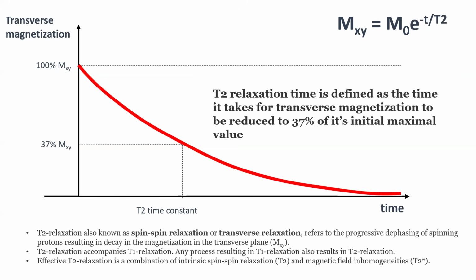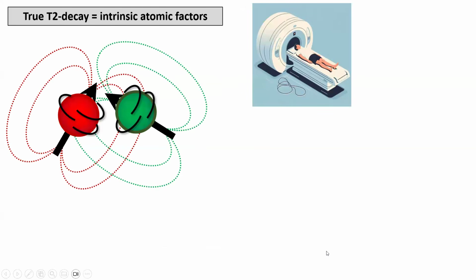Now, T2 relaxation and T1 relaxation happen simultaneously. And any process resulting in T1 relaxation will also result in T2 relaxation. So as T1 relaxation increases, T2 relaxation will also increase. There is also T2 relaxation independent of T1 relaxation, and that has two components or two reasons. One is intrinsic, the so-called spin-spin aspect, and one is due to extrinsic factors. So let's explain those a little bit further, and I hope you are still with me.